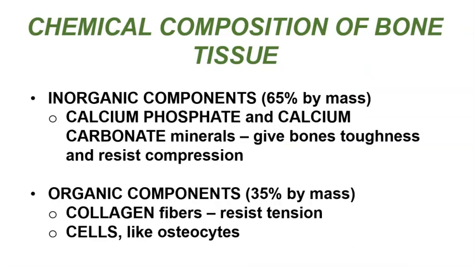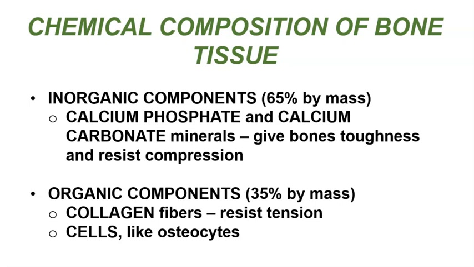Last, we'll see that bone has two chemical components, or it's composed of two different types of materials. We have an inorganic component and an organic component. Here the term inorganic refers to the material in the bone tissue that is not cells and is not proteins. Meanwhile, the organic components refer to the cells, like the osteocytes that we just saw, and the proteins of bone tissue, like the collagen fibers.